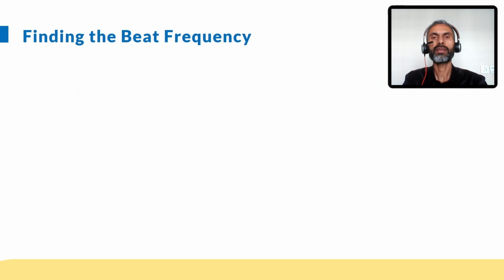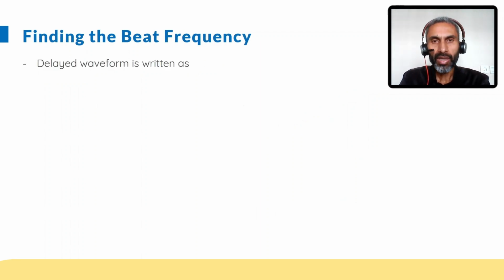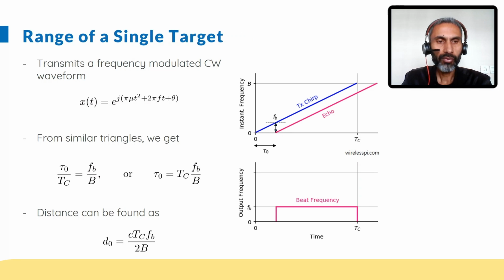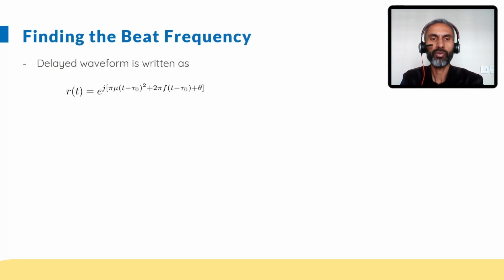How to do that is we have to write it in the DSP form. A delayed waveform is given by, remember, the transmit waveform was given by x(t) equals e raised to the power j(pi mu t square plus 2 pi f t plus theta). The delayed waveform can be found by just replacing t with t minus tau naught. That's what we will do here. Replace t with t minus tau naught.